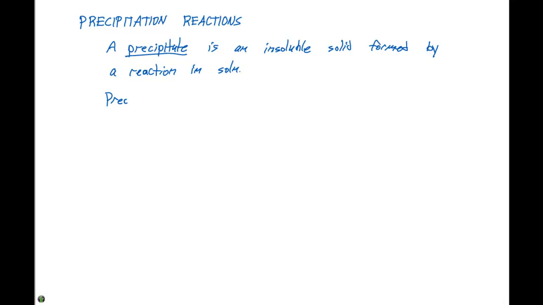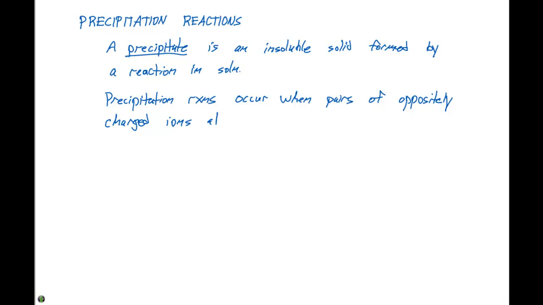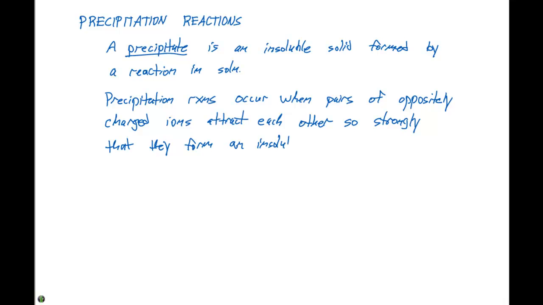And precipitation reactions occur when pairs of oppositely charged ions attract each other so strongly that they form an insoluble ionic solid.